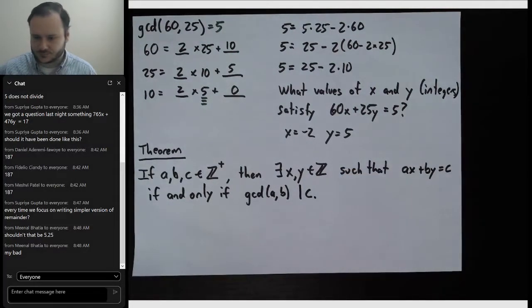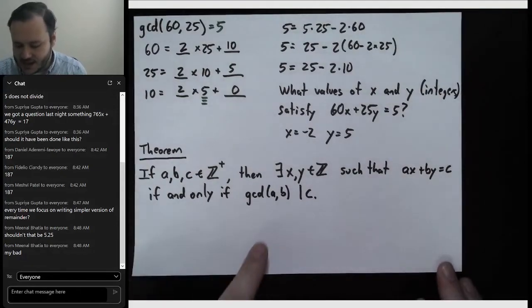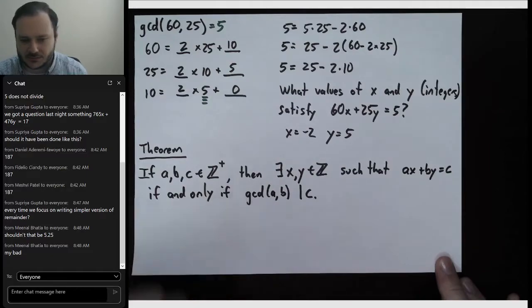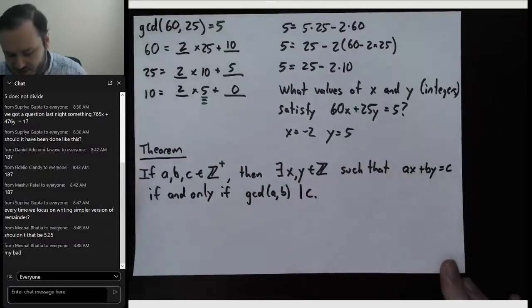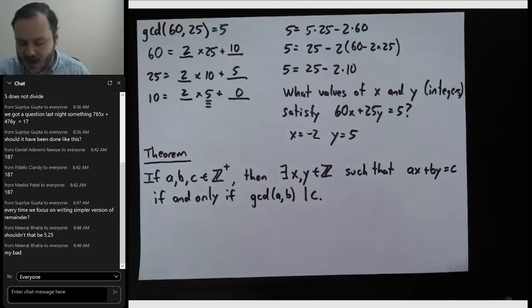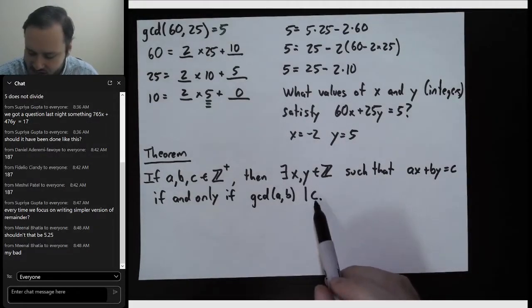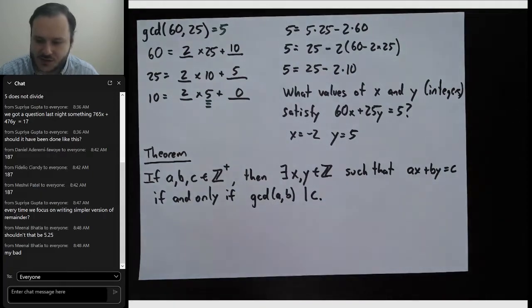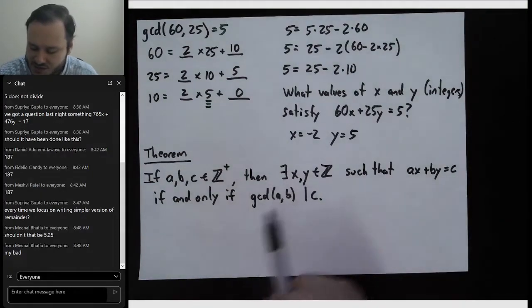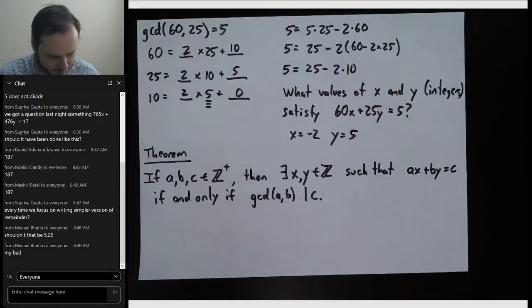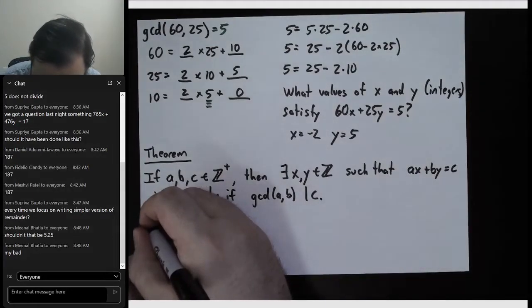So Bézout's lemma says if your C is equal to the GCD, then you can do it. And now this theorem is going to say, in fact, the only cases where this does work is where C is a multiple of the GCD of A and B, where the GCD of A and B is a divisor of C. Okay. So let's prove this.